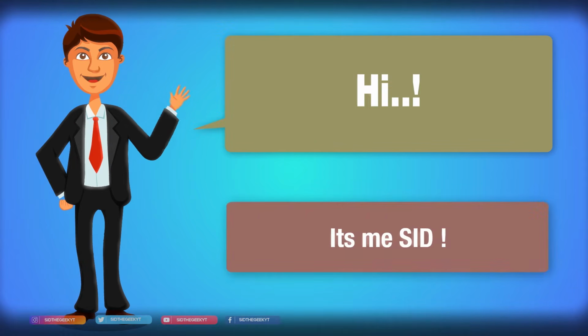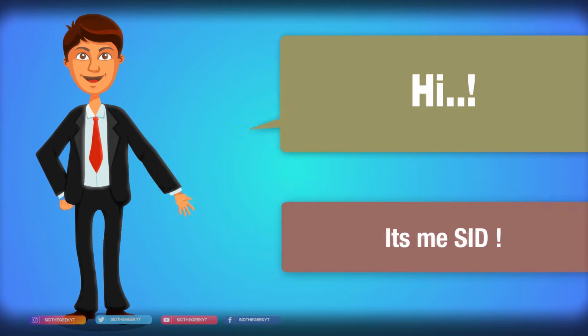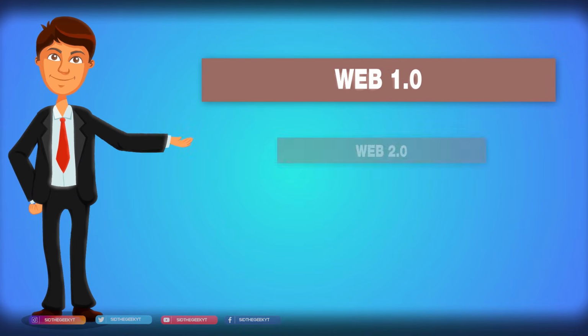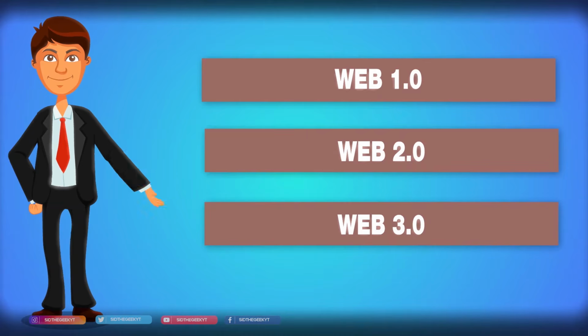In this video, we are going to explain what is World Wide Web, and then we will know how the web has technologically advanced from Web 1, Web 2 and Web 3.